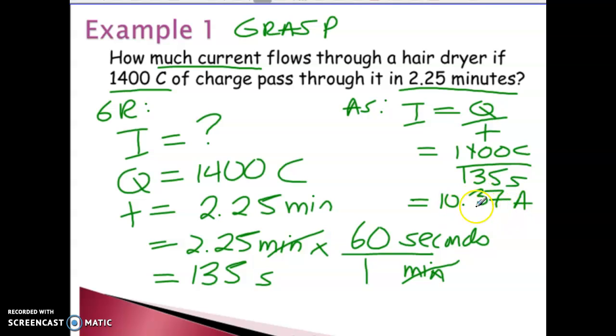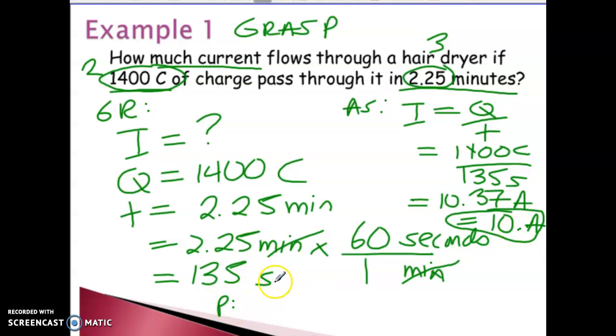Now we're going to look at significant digits. Remember, you always look to the original question. 1400 has 2. Those zeros do not count because there's not a decimal. 2.25 has 3. So we want to round this to 2 significant digits. So the number is 10, but you have to remember to add a decimal there. Without the decimal, the number 10 is only 1 significant digit. So it's very important that if that decimal is not there, your significant digits is incorrect.